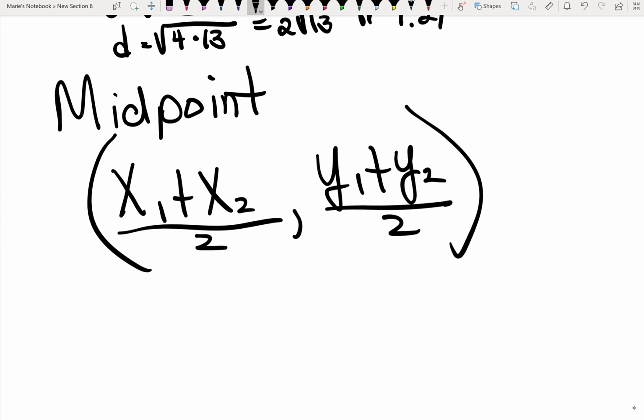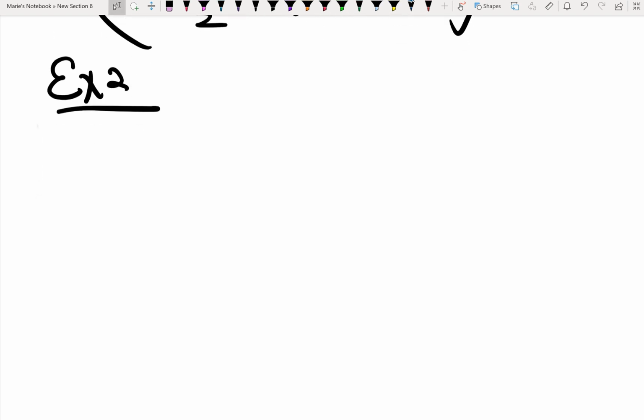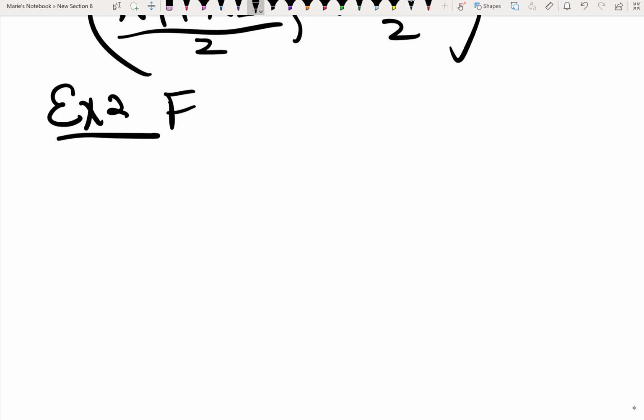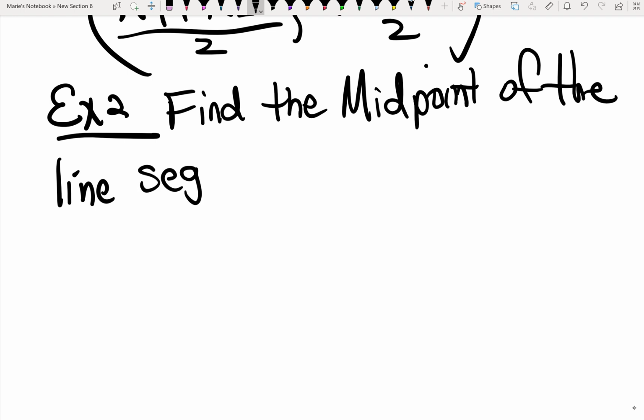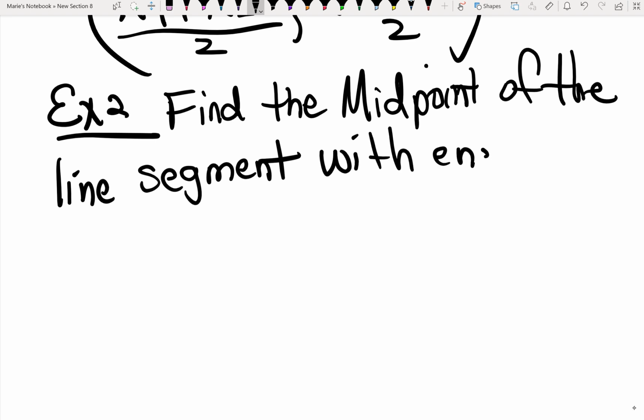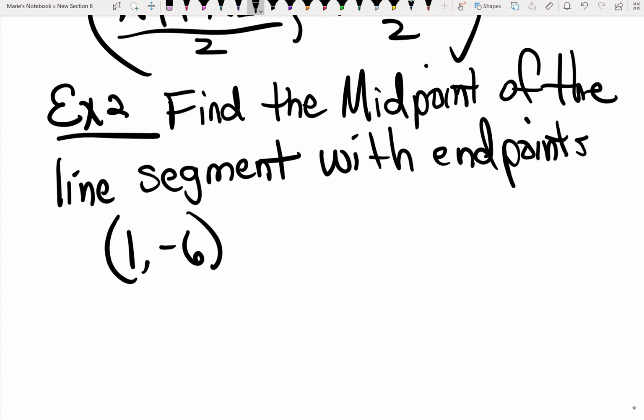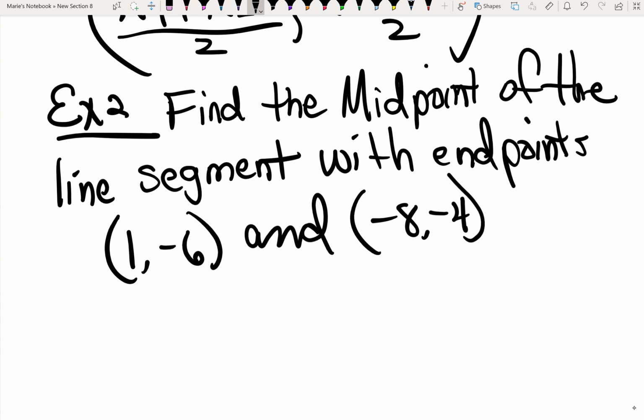And so your question in example 2, we have find the midpoint of the line segment with endpoints, and they're going to give you 1, -6 and -8, -4. So we begin by substitution.